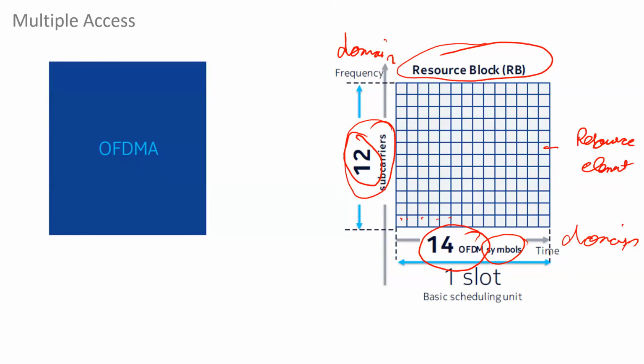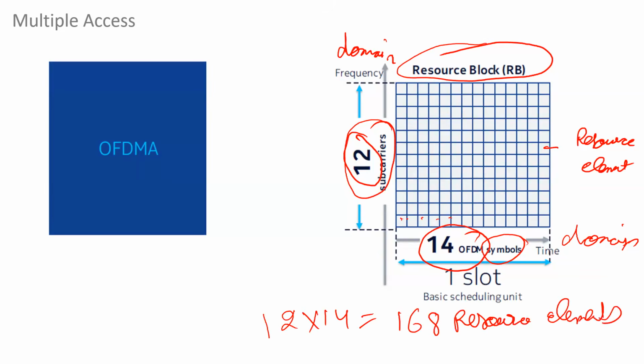So you can say that in one resource block we may have 12 into 14, that is 168 resource elements. Okay, so just remember these small things at this moment. We'll explain it in detail later on, but at this moment just remember the smallest unit that can be allocated to users is the resource block, and in one resource block we have 12 subcarriers and 14 OFDM symbols.